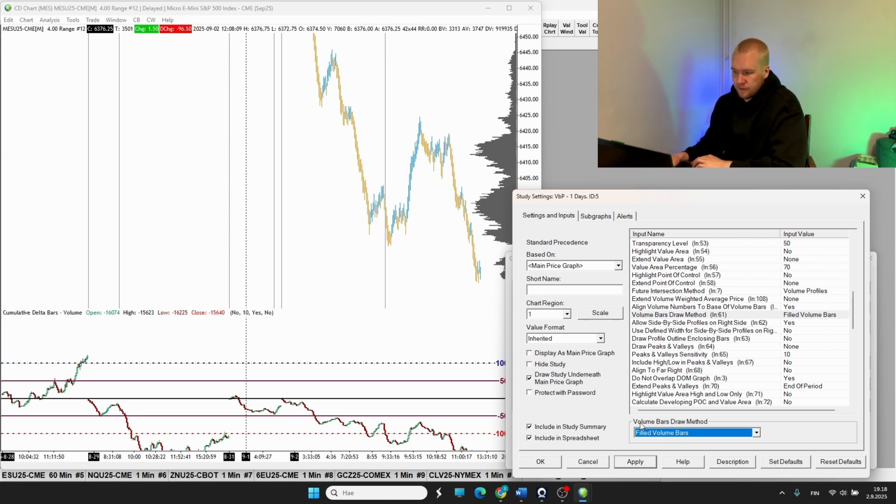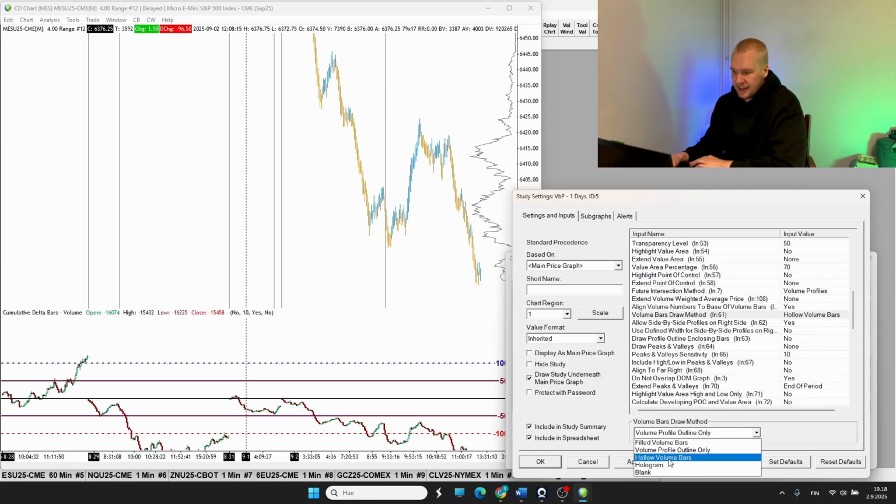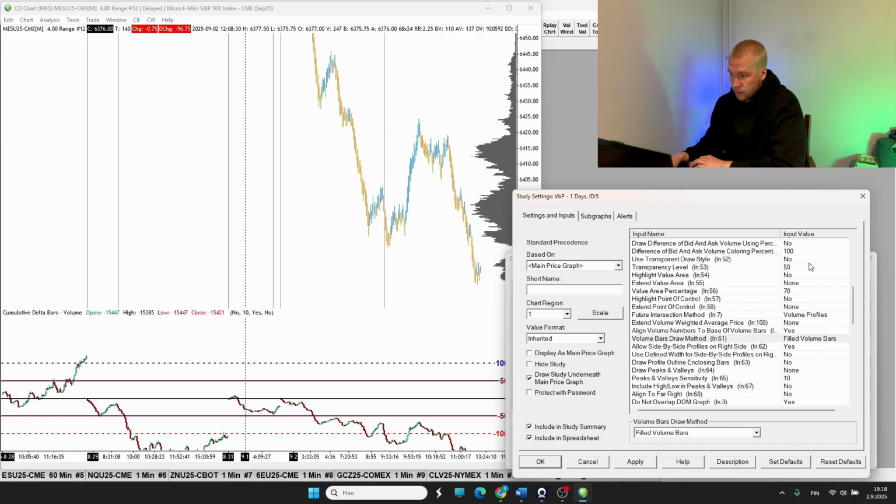So we have volume bars draw method, and you can put anything you want here, really. Any of these I think works. I don't really care, I just leave it at filled, the standard setting. It doesn't really matter for me.